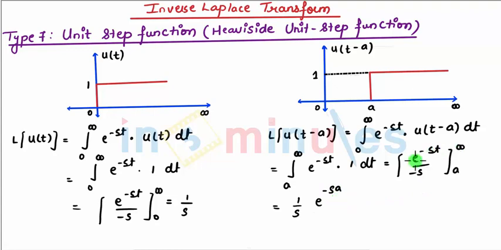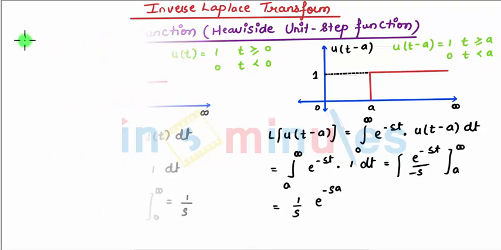So we have just found the Laplace of u of t, the unit step function, and of a shifted version of u of t. You can also write the definition of u of t as 1, starting at 0, so t greater than or equal to 0. When t is less than 0, the signal is 0. In the same way, u of t minus a is again equal to 1 only at a and greater than a, so t greater than or equal to a. When t is less than a, the signal is 0.